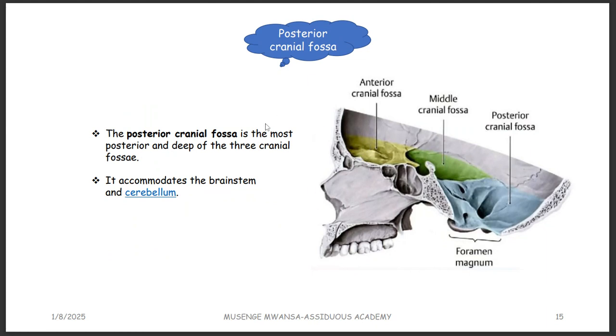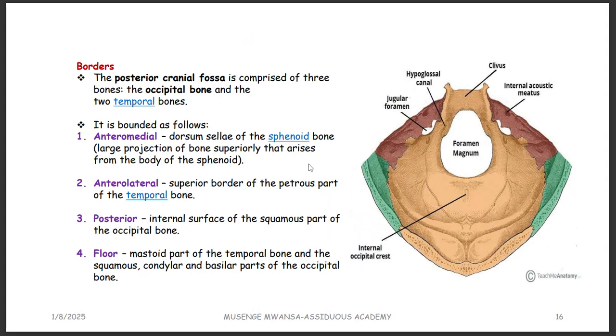The posterior cranial fossa, this one is the deepest and the posterior most of the three, and it accommodates the brain stem. The brain stem is the midbrain, the pons, and the medulla oblongata. And besides accommodating the brain stem, it also accommodates the cerebellum. Okay. What are the borders of this cranial fossa?